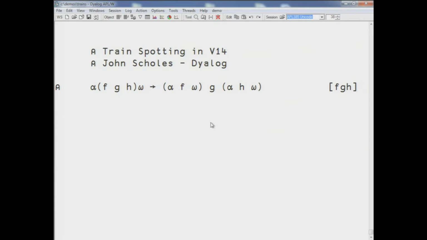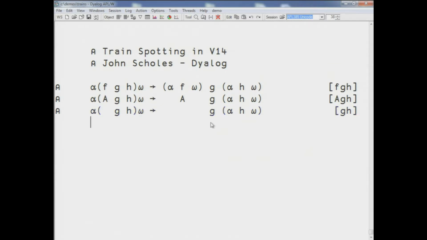And there are three flavors of this. If the left tine of a fork is an array rather than a function, then that is used as the left tine of the result. And you can see these line up nicely. So on the left, if instead of an F I have an A, then the A replaces the leftmost expression in the result. And finally, if I have only two functions, then that left tine disappears altogether. So if you look at the patterns there, it's very straightforward, and that's all there is to it.